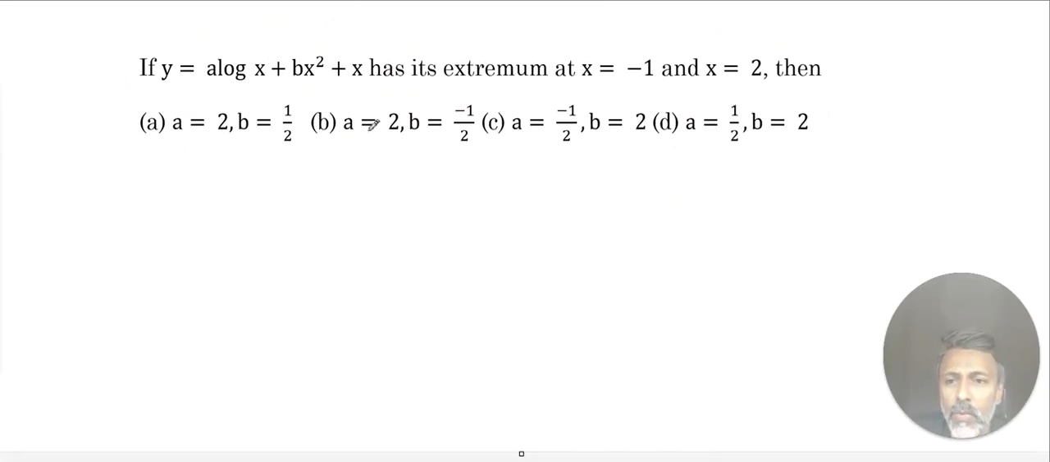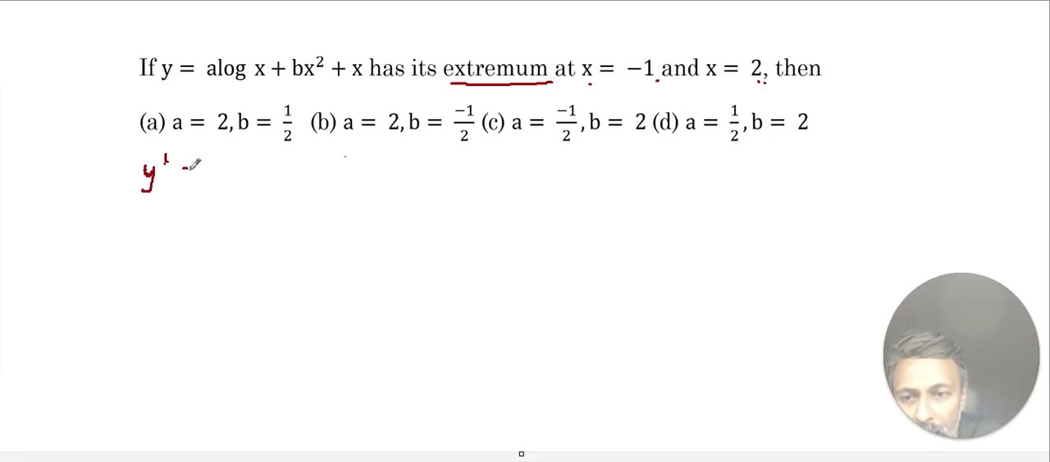Last question, let's do one more. y is equal to a log x plus bx square plus x. So it's algebra. Let us take one last question. y is equal to a log x plus bx square plus x has its extremum. Extremum means maximum or minimum. At x is equal to -1 and x is equal to 2. Then what are the possible values of a and b?